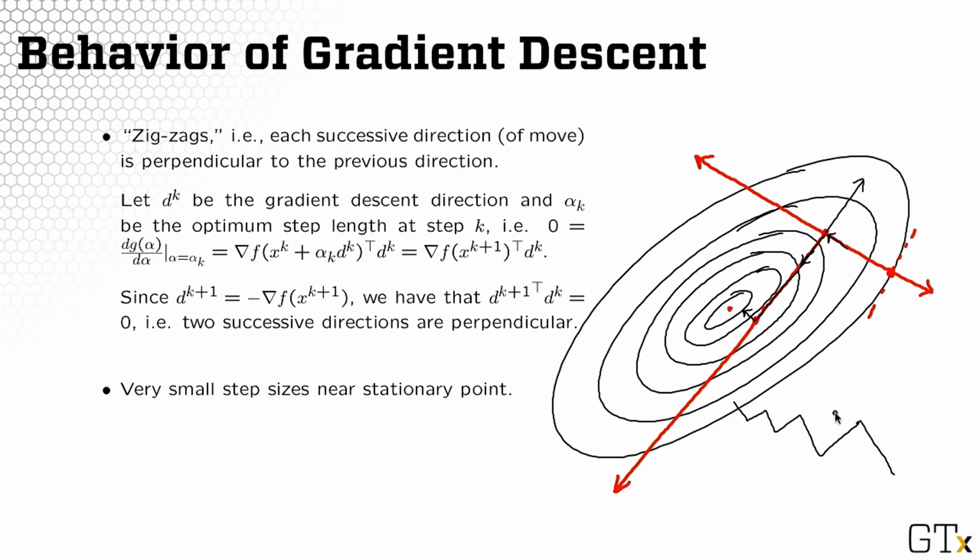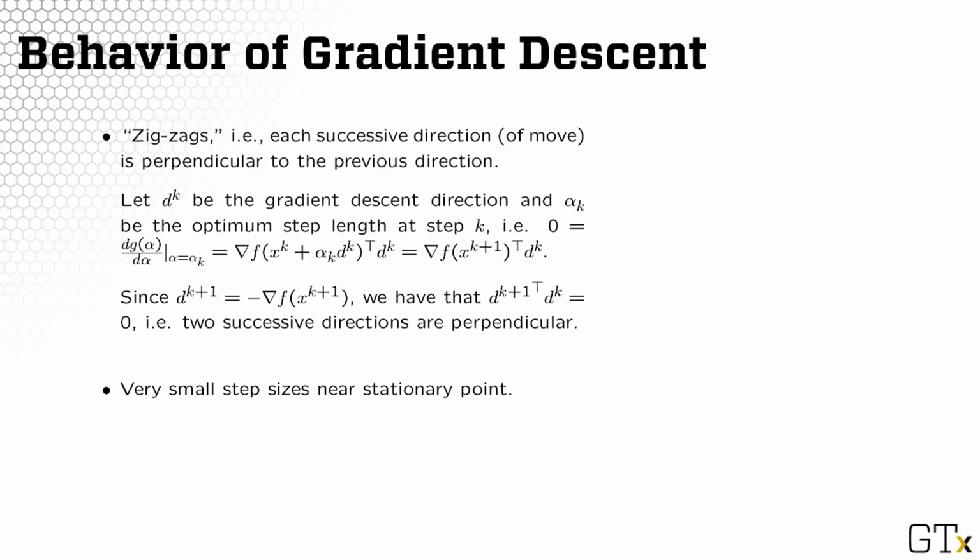So this zigzagging is a bad kind of convergence behavior, because if you wanted to move from this point to that point, and there was a way to move more directly, that would give you better convergence behavior. So this part just tries to explain more algebraically this intuitive result. This zigzagging behavior is a problem, but it's a phenomenon of the steepest descent method or the gradient descent method. And again, what ends up happening is you take very small step sizes near a stationary point. So those are two issues with the gradient descent method.